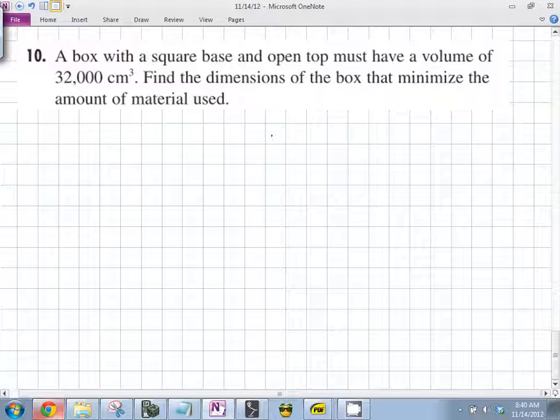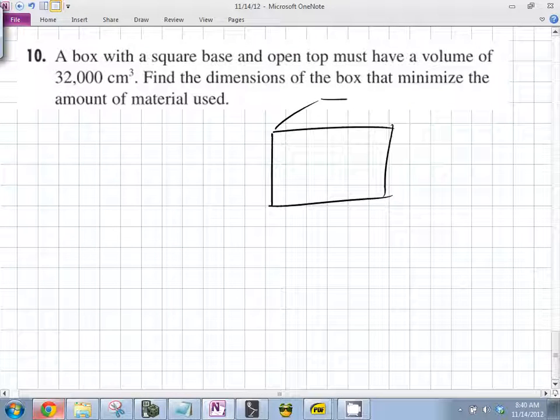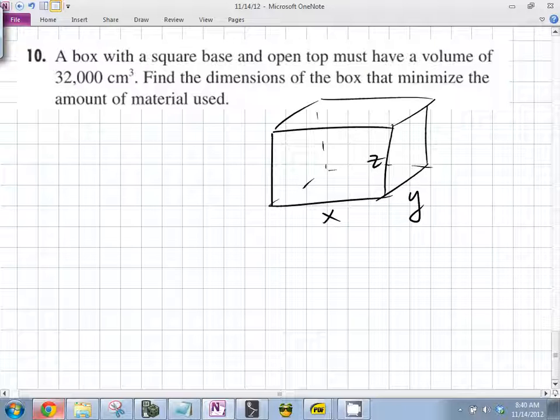And what does it not have? A top. So you have x, y, and a height. Great. A box with a square base. Oh, it's a square base, so it's not x and y. What's it going to be? X and a height of y.